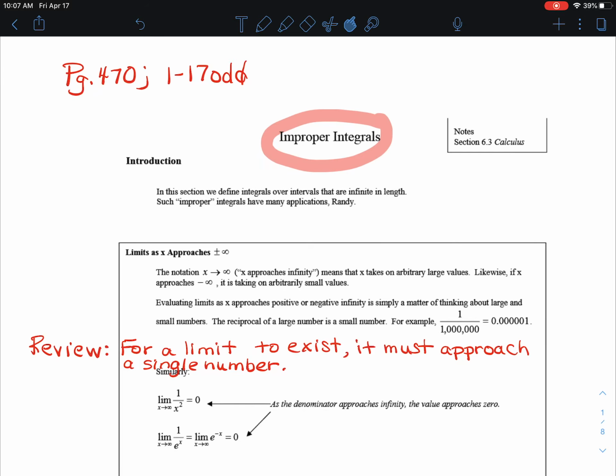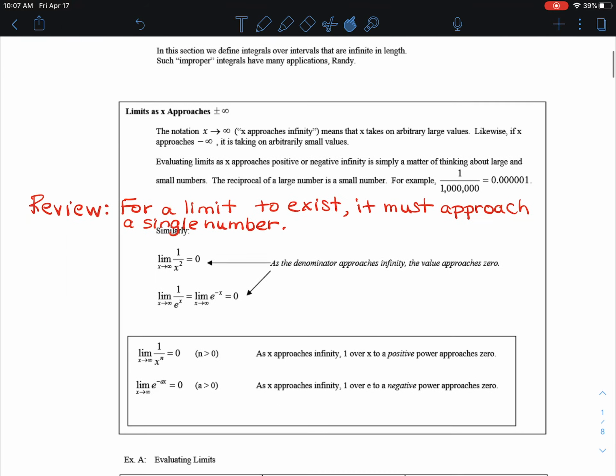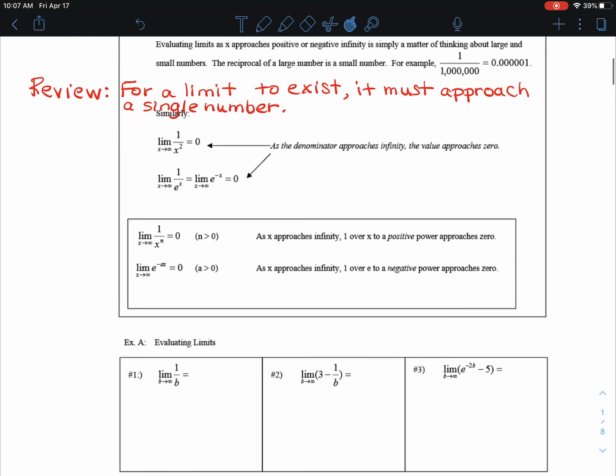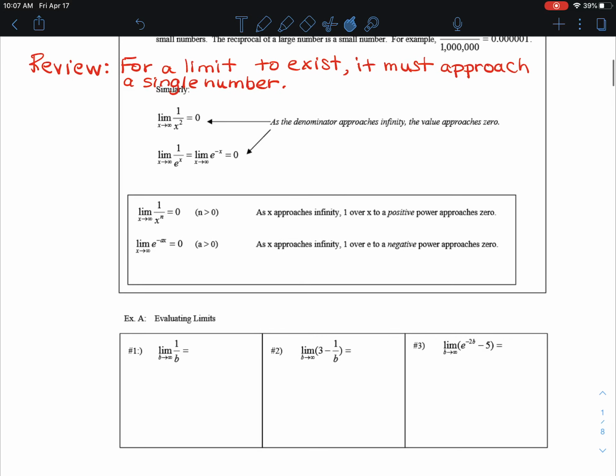And before we jump into them, we need to do a short revisiting of limits, because limits play a role with how you evaluate an improper integral. I just want to refresh your memory that back at the beginning of the year when we talked about a limit, we said that in order for a limit to exist, there were actually two requirements.